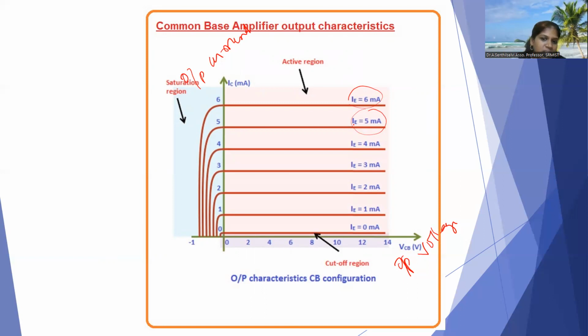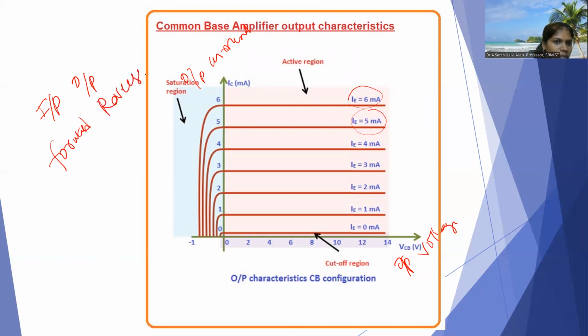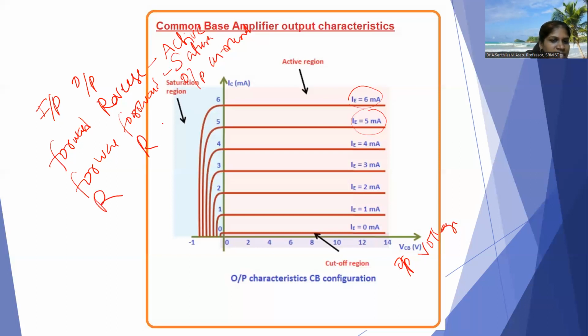Okay, see here they mentioned the cutoff region, active region, and saturation region. We know the input side and output side connections. If the input side is forward biased and the output side is reverse biased, that is called the active region. Both forward biased is called the saturation region. Both reverse biased is the cutoff region. That's why these regions are mentioned. The transistor has three regions: active region, cutoff region, saturation region. Forward-reverse is active, forward-forward is saturation, reverse-reverse is cutoff.